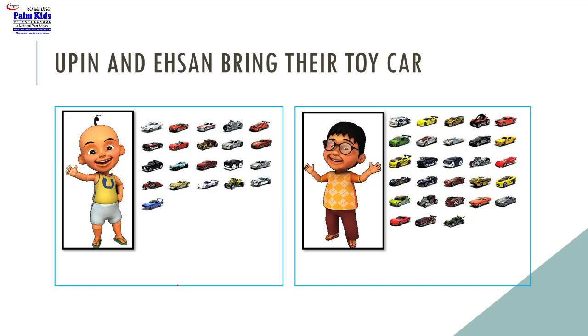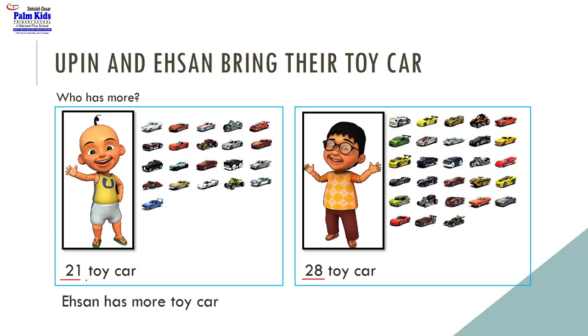Based on the picture, we can count that Upin has 21 toy cars, while Ehsan has 28 toy cars. Now the question asks you who has more. Based on the number, 28 is bigger than 21. So we can say that Ehsan has more toy cars. Remember to always count.